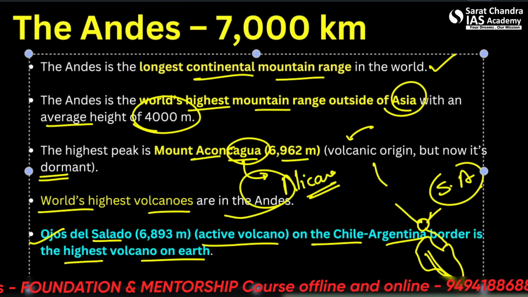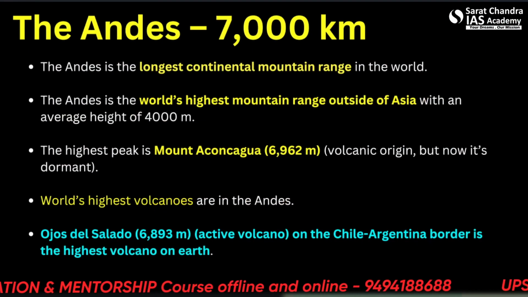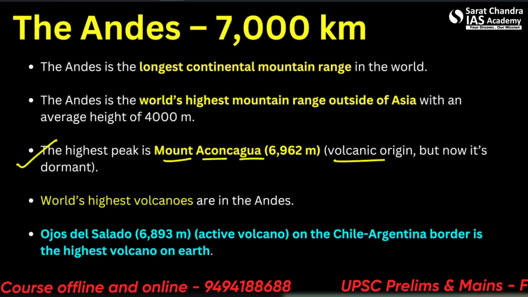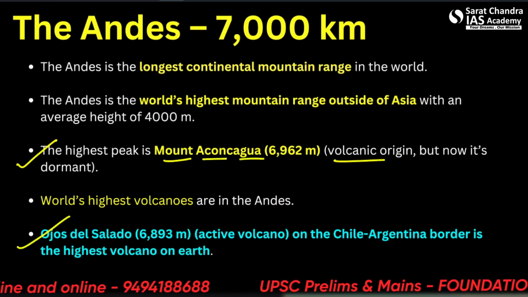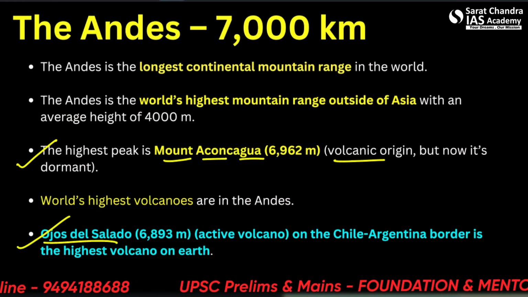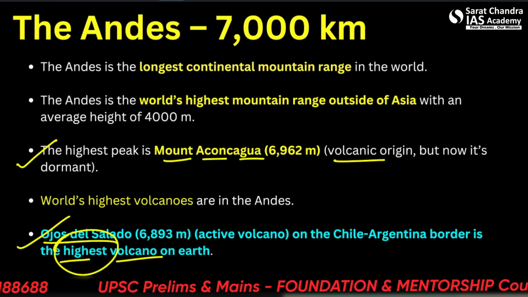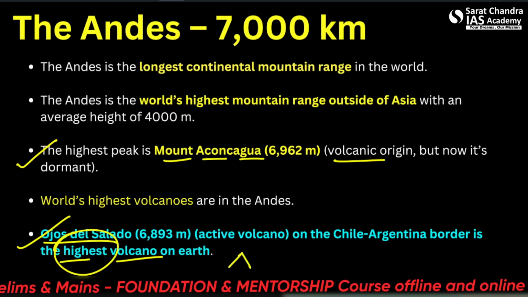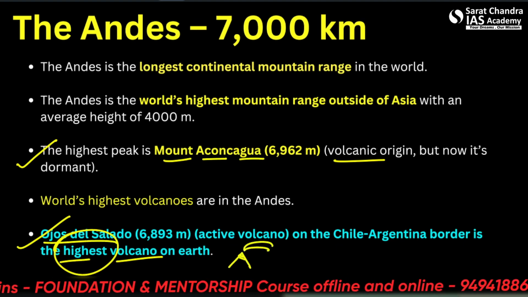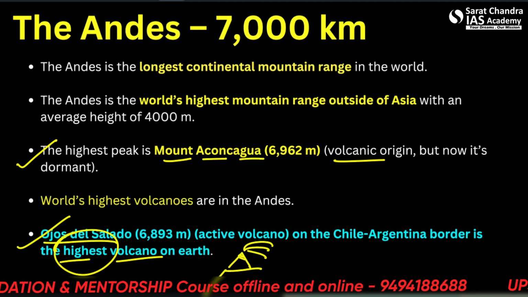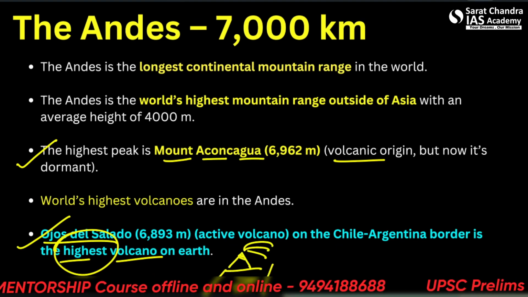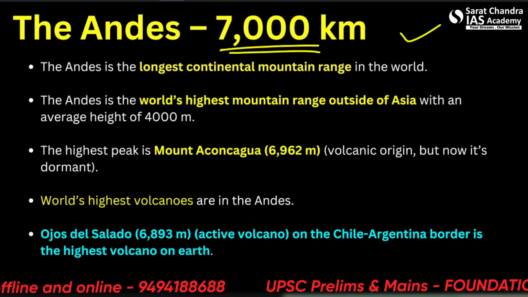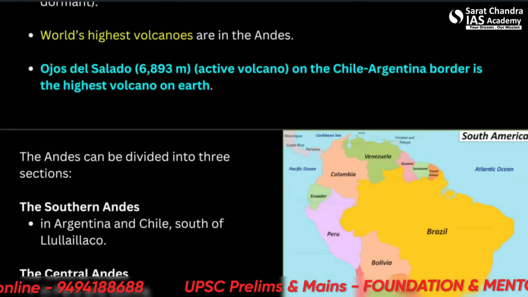So these are some facts you need to know. One is this: the highest peak in the Andes is Mount Aconcagua, and it's of volcanic origin but dormant. And Ojos del Salado is the world's highest volcano on earth. Okay, it's not the largest, it's the highest. Please remember, it need not be the largest volcano or ash-forming one. It is just the highest. The Andes range is 7,000 kilometers long. Let us see on the map.